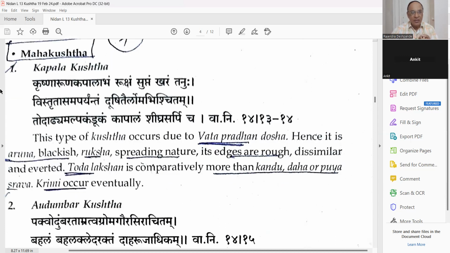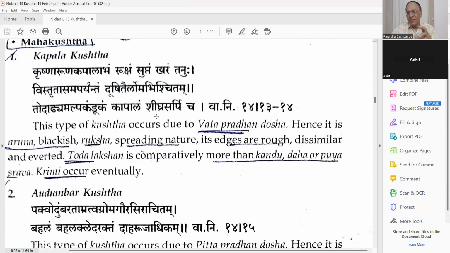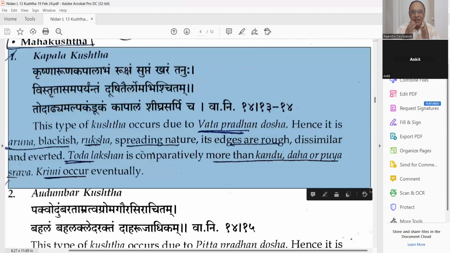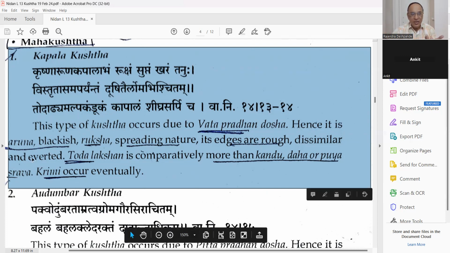So let us start with Kapala Kushtha. Only remember the important things. I am going a little fast just so that you remember only the important points. I request that whenever I mark something, be fast in writing. Kapala Kushtha, Vata, write down only V. And when it is Vata, naturally black color will be there.